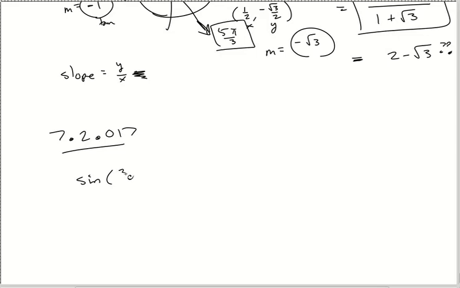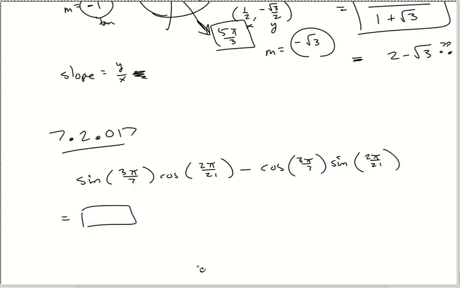The next one. Sine of 3 pi over 7 times the cosine of 2 pi over 21 minus cosine of 3 pi over 7 and sine of 2 pi over 21. And they want to simplify this guy. Well, isn't it going backwards? Notice this format: sine, cosine, cosine, sine. This is saying it's the sine of this minus that, because sine retains your sine.